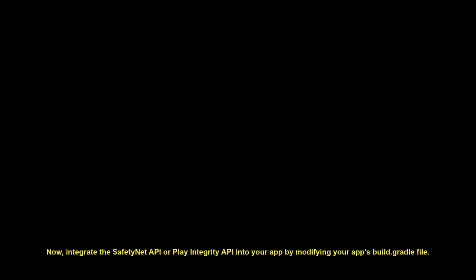Now, integrate the SafetyNet API or Play Integrity API into your app by modifying your app's build.gradle file. Add the necessary dependencies for SafetyNet or Play Integrity to your app's build.gradle file under the Dependencies section. Sync your project after making these changes to ensure the new libraries are included.